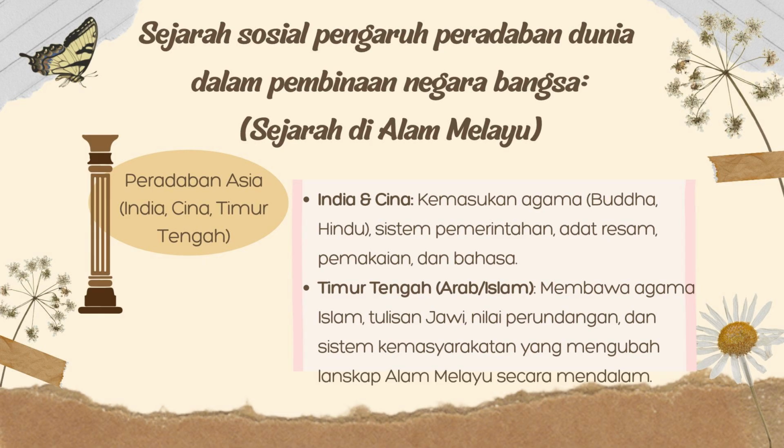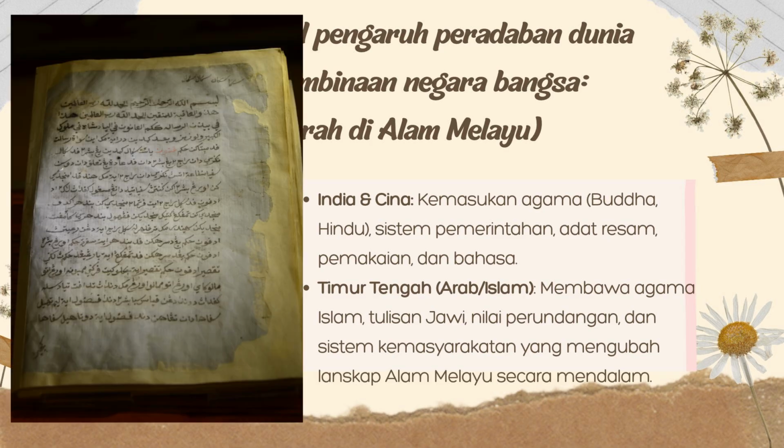Arab atau Islam. Now here, another major influence came from the Middle East through the spread of Islam. Islam gradually became deeply connected with the social, political, and cultural development of the Malay world. For example, we have Islam, Jawi script, legal values, social institutions. So one useful example is Jawi. Jawi is an adapted form of the Arabic script that was historically used to write Malay.